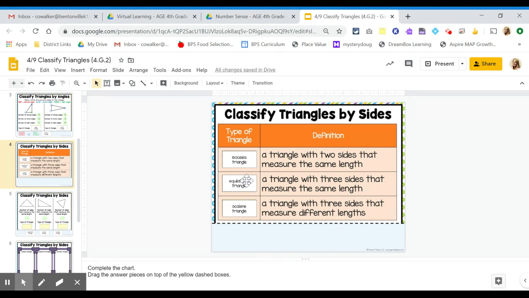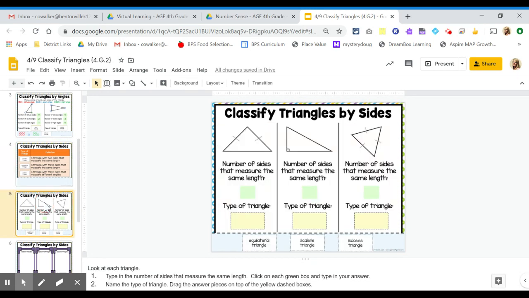Isosceles, two; equilateral, all three; and scalene, none of them are the same length. So this is for you to go back and refer to. Isosceles, two; equilateral, all of them are the same length; and a scalene means none of them are the same length. So those are the types of triangles with those three different side lengths.